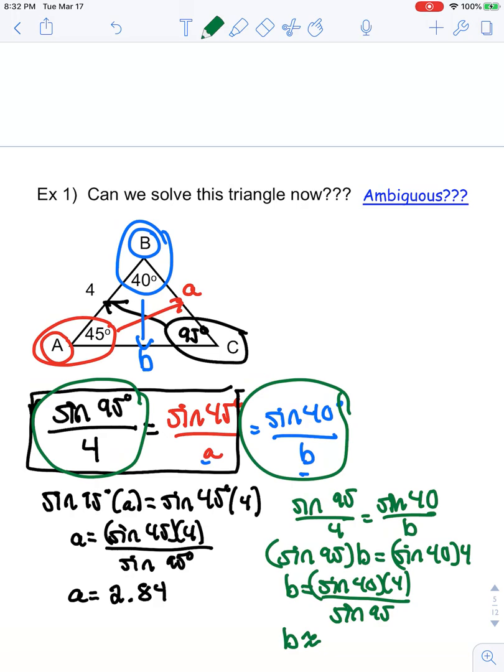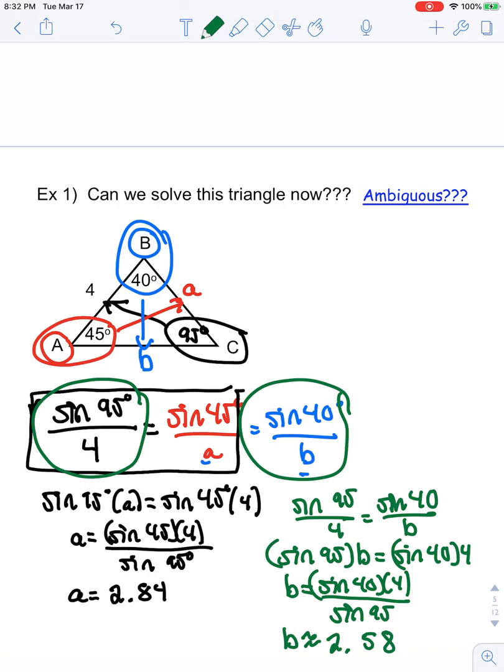Oops, I made an error. Remember that after you do the sine of 40, don't forget to close the parentheses before multiplying by 4. And again, I would still recommend that you divide by the sine of 95 in a separate step. And we get a B value of approximately 2.58.